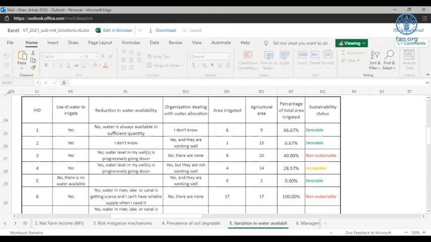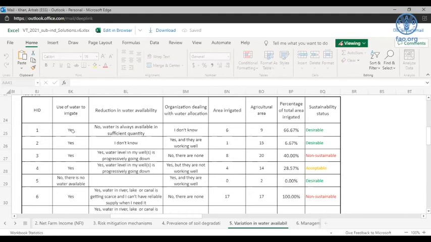Which factor here, based on the threshold definition, which column in this table helps us to define the sustainability status of each holding? Is it the percentage? So I got your point. There is a combination of information given in this table based on which you will be classifying the farm as green, yellow, or red. So it's not one piece of information. It's a combination of different information from this table.